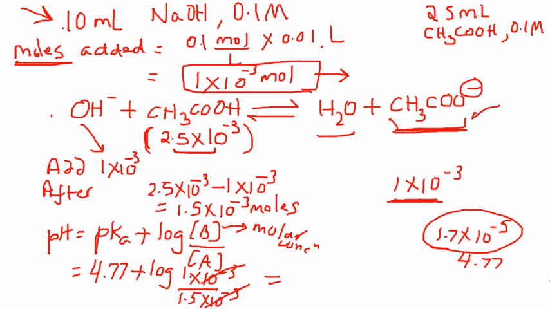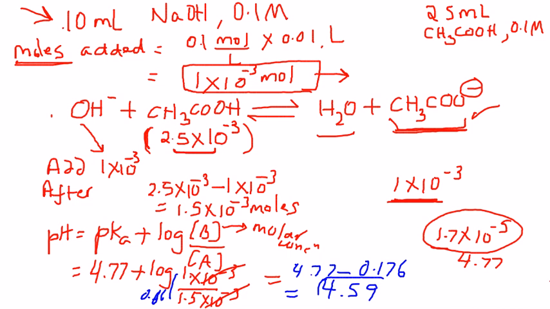Let me just change the color just to show you the math for that. So this part is 0.66, and when you take the log of that value it is a negative value, so I'm writing 4.77 minus 0.176, and you're going to end up with 4.59.